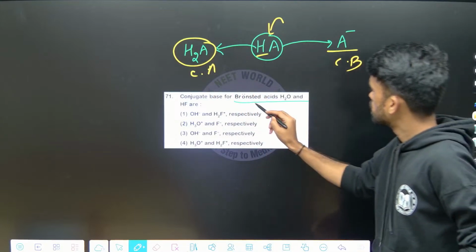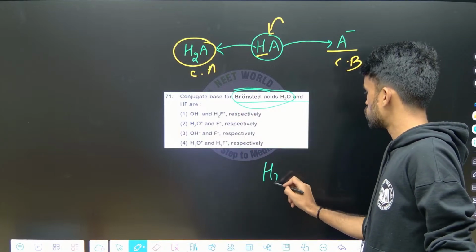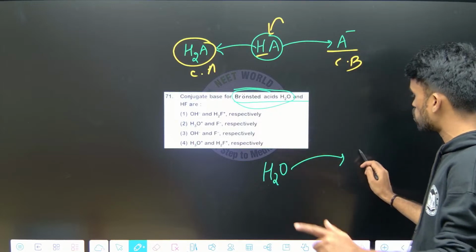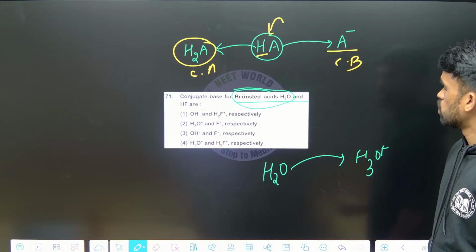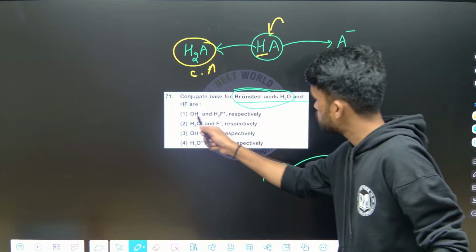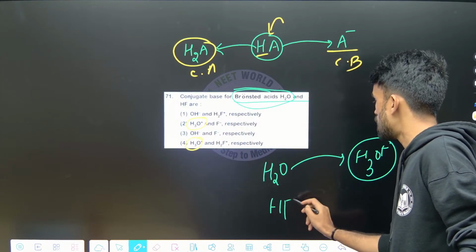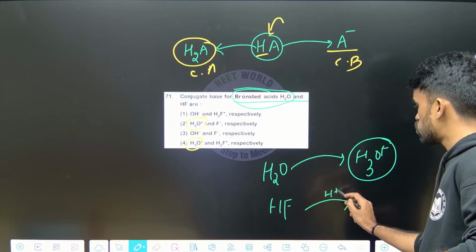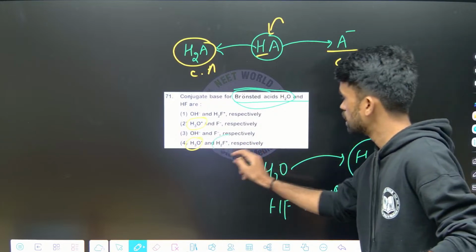So now the Bronsted acid of water. If H2O is the molecule, its Bronsted acid should have one proton more, H3O plus. This is the Bronsted acid. Now, H3O plus is there in option number 2 and option number 4. For HF also they are asking about the Bronsted acid. So again one H plus should be added, so it will become H2F plus. So it is here.